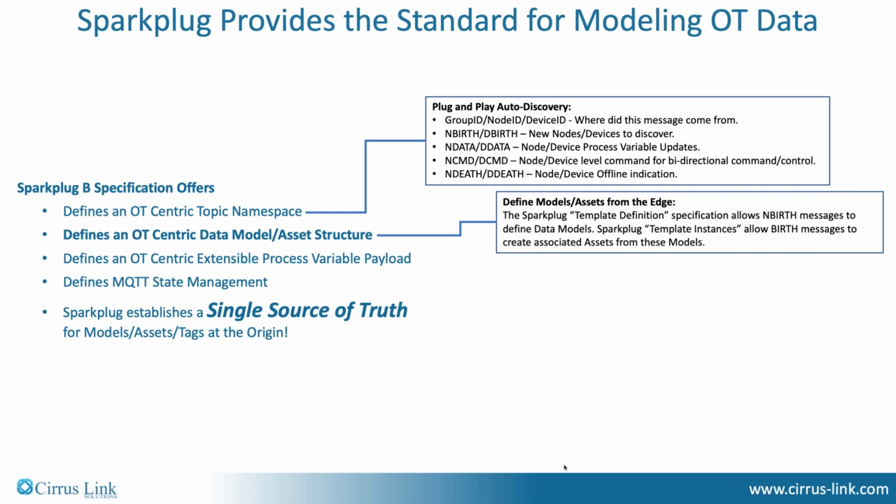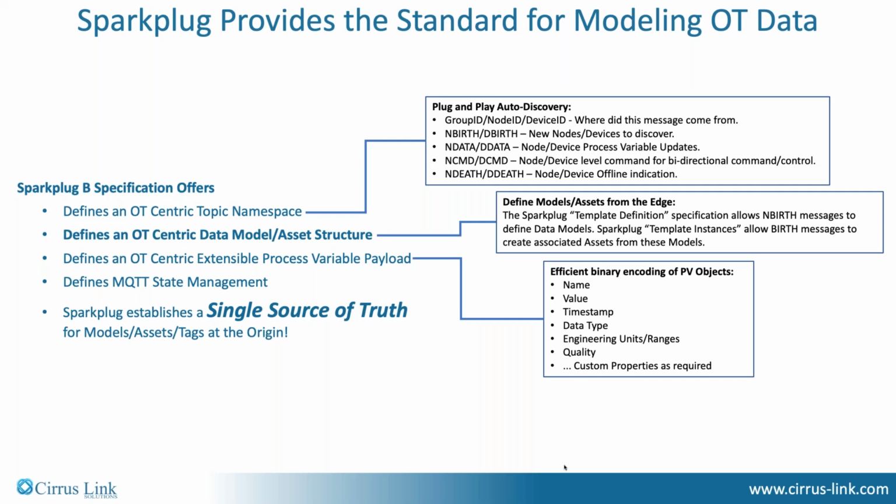Now, very importantly, Sparkplug also lets us define a model from the edge. So we've got this notion of a template definition, which allows a birth message to define a model. And then instantiations of that become assets, and those assets have process variables. And we have the notion of an efficient binary encoding of a process variable object, so that now we know that that's a pressure, we know its value, its timestamp in milliseconds, its data type, and now with Ignition 8, we can add custom properties to that.